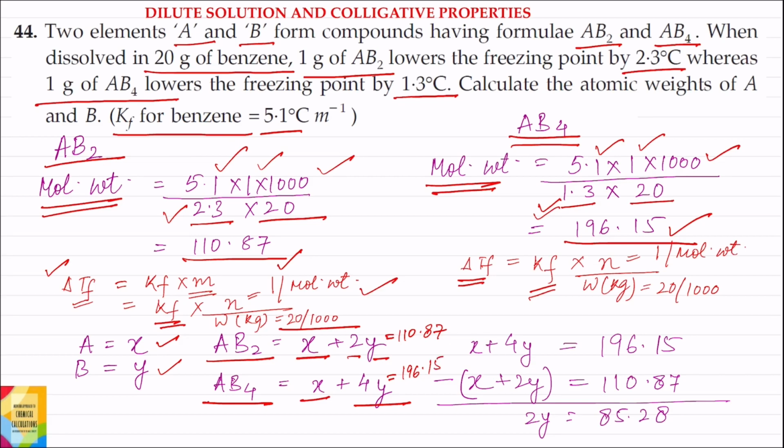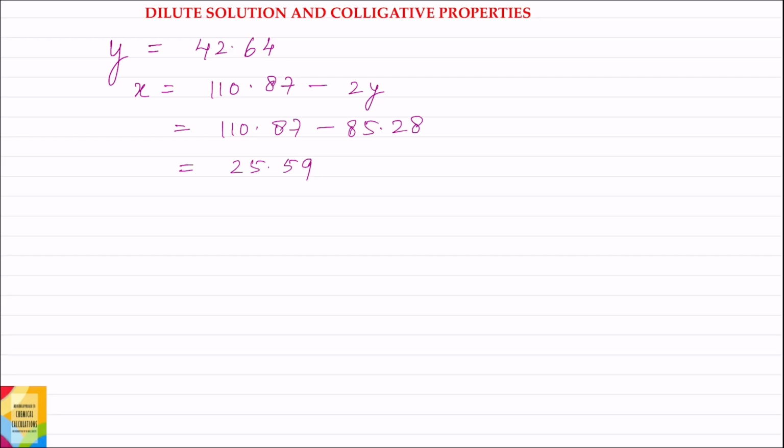Now subtracting the molecular weight of AB2 from the molecular weight of AB4, we get the value of 2Y equals 85.28. From this, the value of Y is equal to 42.64 grams per mole, and putting the value of Y in the equation X plus 2Y is equal to 110.87, and solving, the value of X is equal to 25.59 grams per mole.